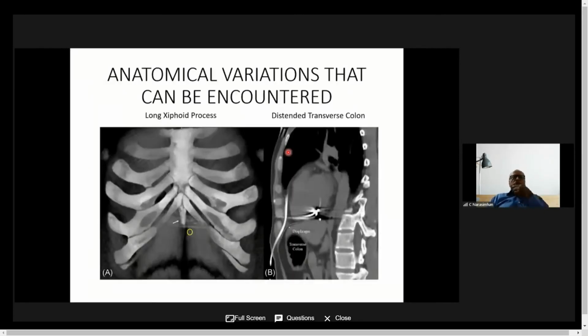A long xiphoid process will be an impediment. Sometimes patients will have a distended colon that will interfere with this axis. So take a deep breath at the time of advancing, remain very shallow, close to the undersurface of the xiphoid, and don't go deep in these kinds of situations. If you find this on the table, it's prudent to take a steep lateral and stay away from the gas shadow of the transverse colon.